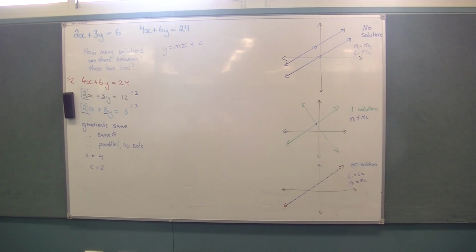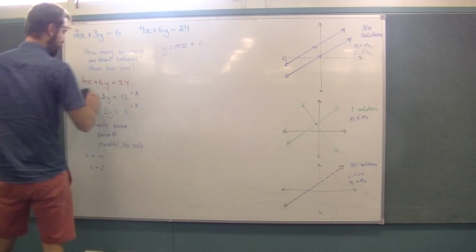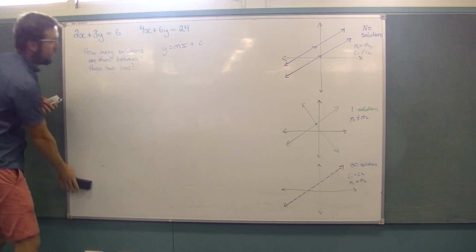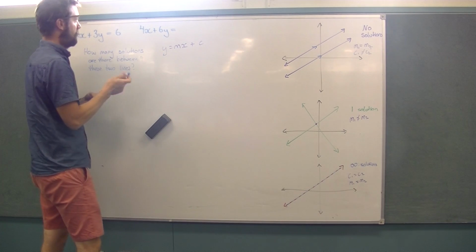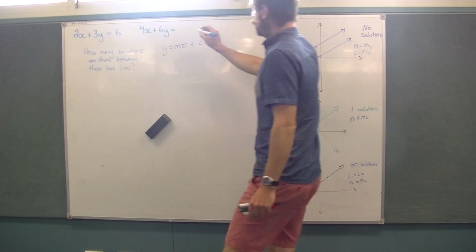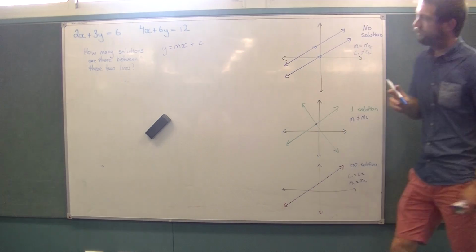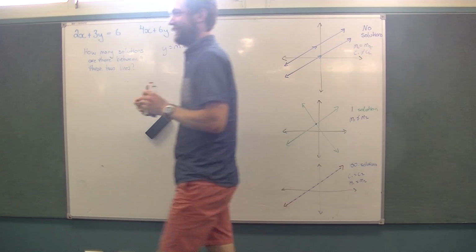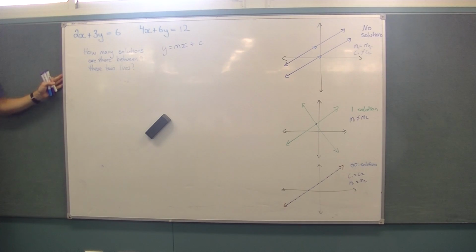Alright, so what about this one? Erase that. And so I've changed the two equations on the board. How many solutions? Infinite. They're the same equation. Yes, they're the same. Alright, so what's a good first step to prove this?